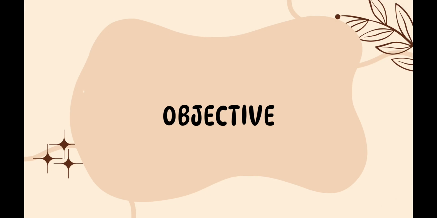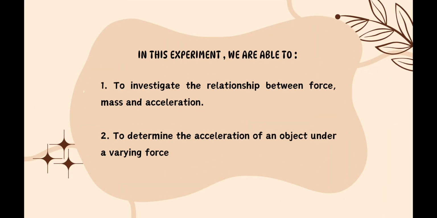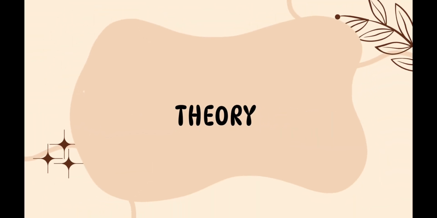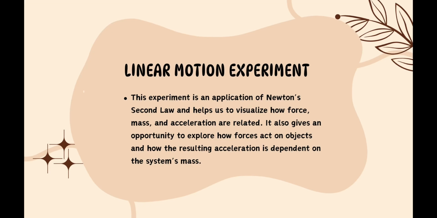The objective of this experiment is that we will be able to investigate the relationship between force, mass and acceleration. The other objective is to determine the acceleration of an object under varying forces. This experiment is an application of Newton's second law and helps us to visualize how force, mass, and acceleration are related. It also gives an opportunity to explore how forces act on objects and how the resulting acceleration is dependent on the system's mass.